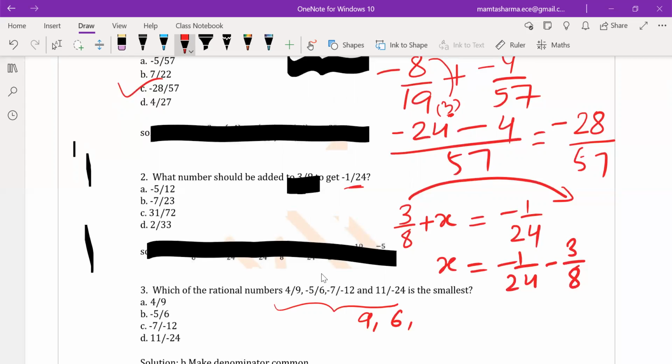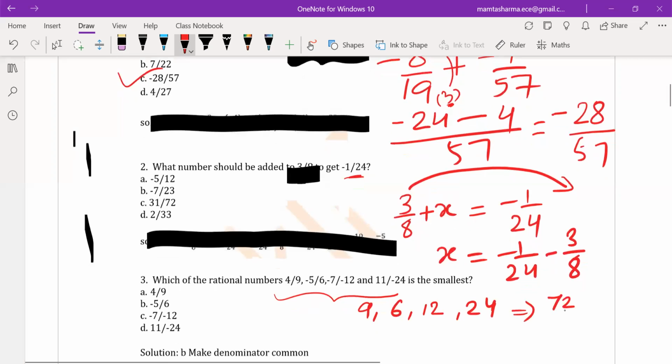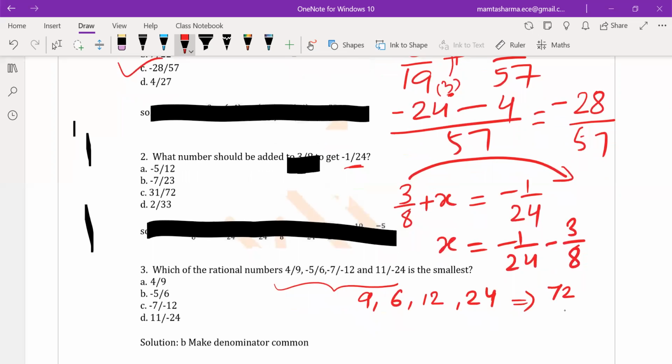Find the LCM of the denominators 9, 6, 12 and 24. What will be the LCM of these four numbers? 72. Okay. To make this 9 into 72, we have to multiply 9 by which number? 8, ma'am. 9 8s are 72. And 4 8s are 32.